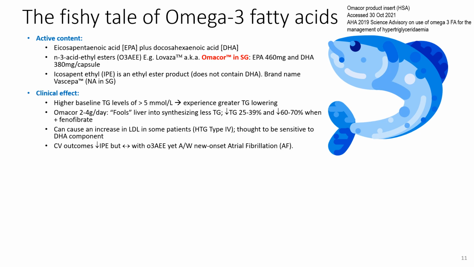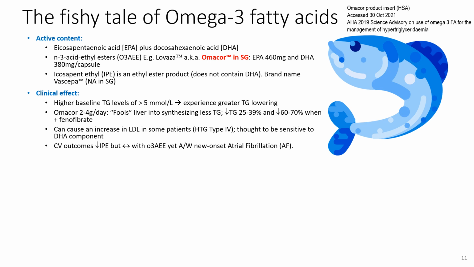The clinical benefit of omega-3 fatty acids would include lowering triglyceride levels, and that's what we usually use them for. The higher the baseline of triglycerides, the more lowering of triglycerides you would expect. Now, for Omacor, if you use 2 to 4 grams a day, it can fool the liver into synthesizing fewer triglycerides, and the amount of triglyceride lowering can differ according to the baseline. If you add on to fenofibrate, the total amount of triglycerides lowered together with fenofibrate could be up to 60 to 70% even. That's very, very impressive. Some of these preparations can cause an increase in LDL in some patients, particularly in type 4 hypertriglyceridemia patients, and this was thought to be sensitive to the DHA component, so it was thought that perhaps Vascepa will not be associated with this problem.